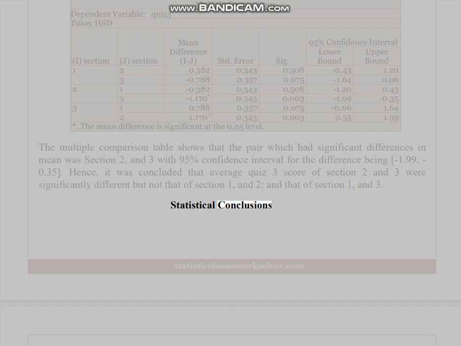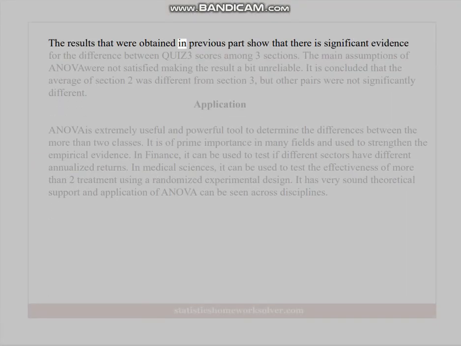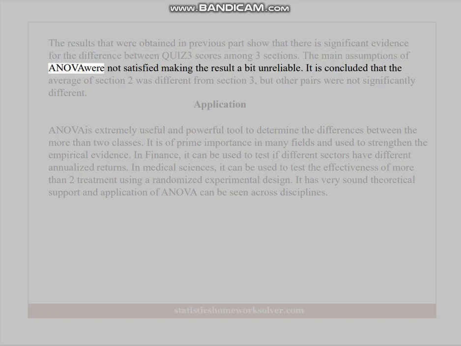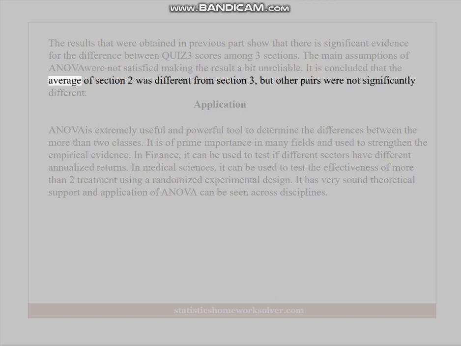Statistical conclusions. The results obtained in the previous part show that there is significant evidence for the difference between Quiz 3 scores among 3 sections. The main assumptions of ANOVA were not satisfied, making the result a bit unreliable. It is concluded that the average of Section 2 was different from Section 3, but other pairs were not significantly different.